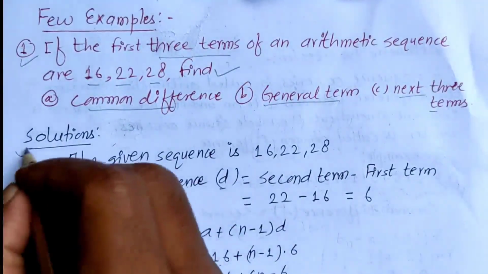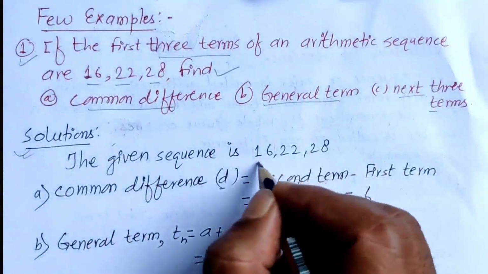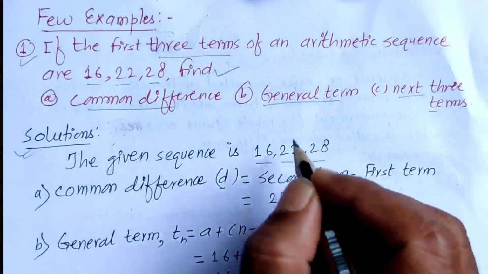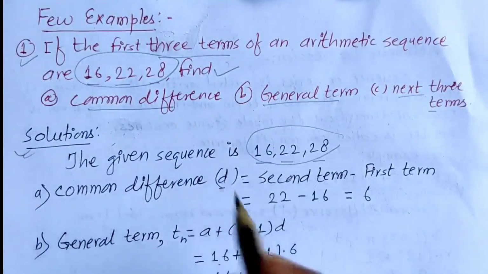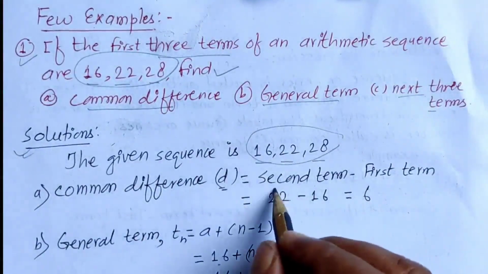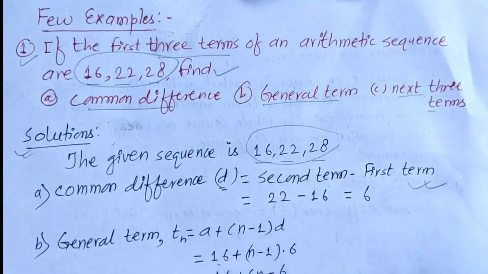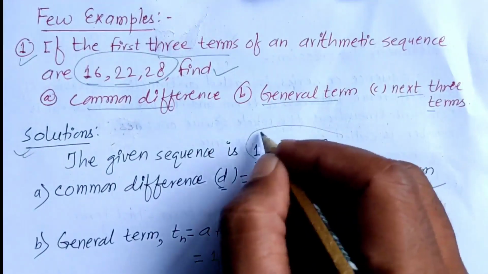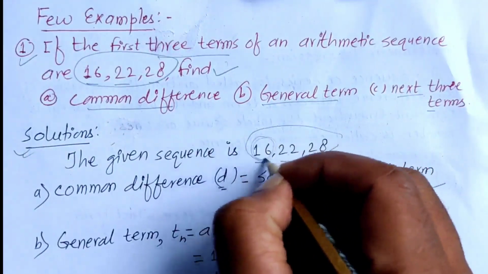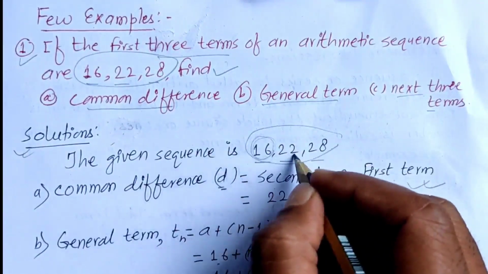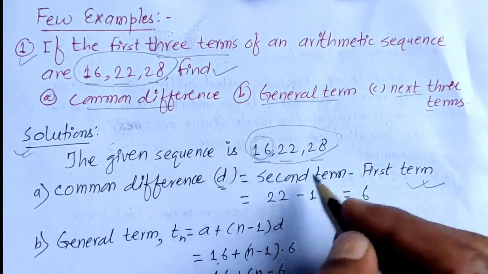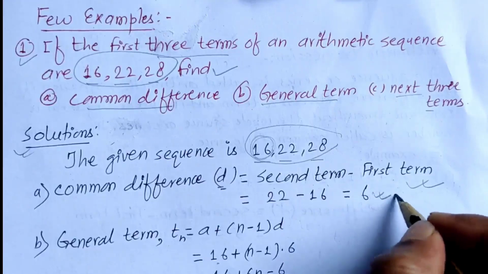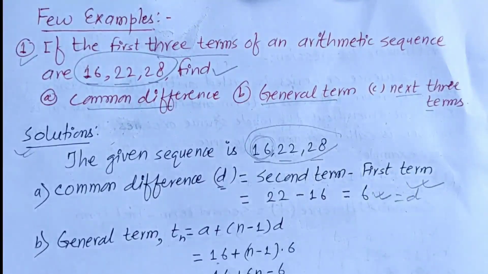Okay, you can see the solution. The given sequence is 16, 22, 28, so we write it like this first of all. Then for the common difference, d is equal to second term minus first term. It is the formula to find the common difference. Here 16 is the first term and 22 is the second term, so we write 22 minus 16, and you will get 6. 6 is the common difference and it is denoted by d.